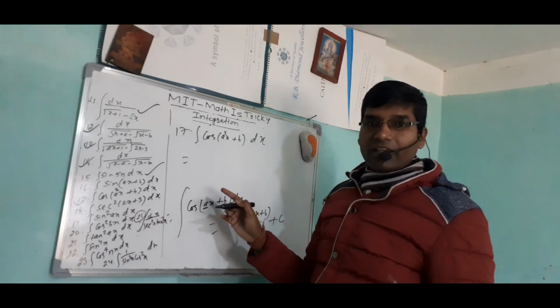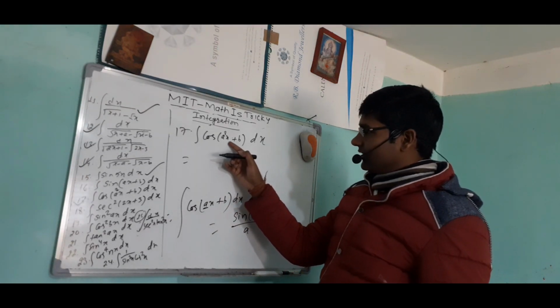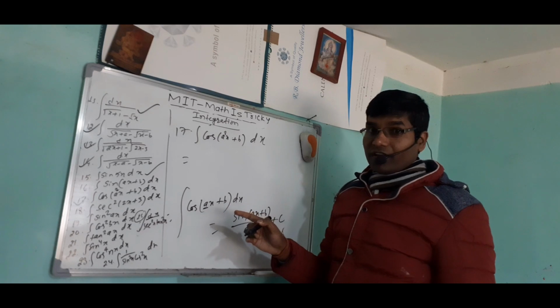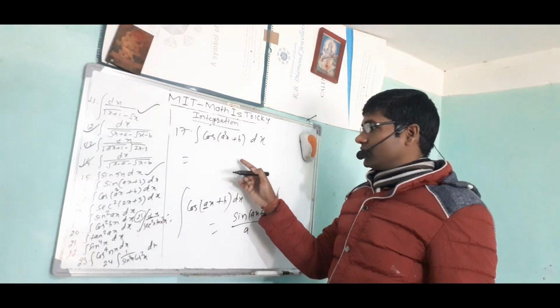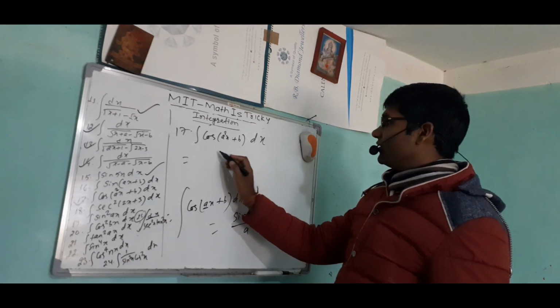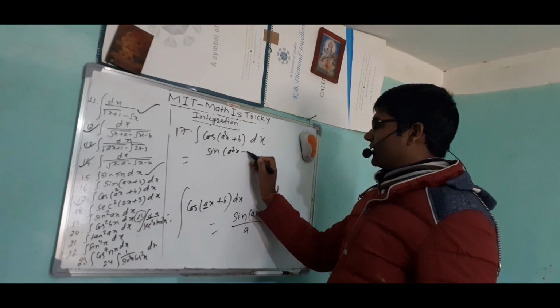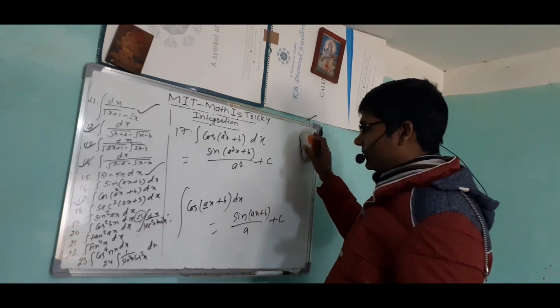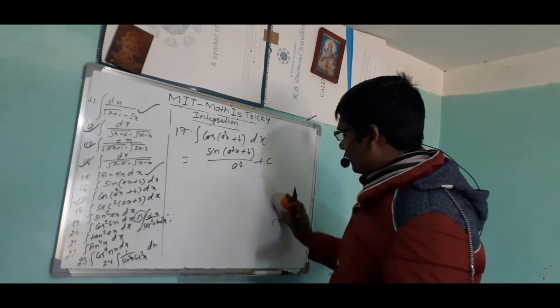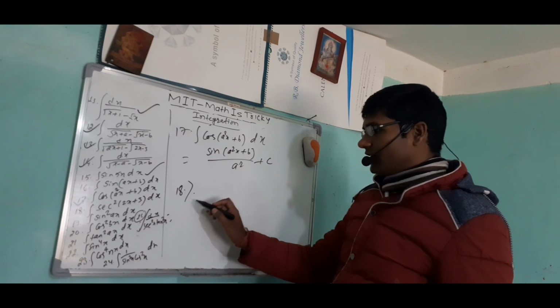I'll be solving this type of problem in the next video, where x is in the form of a square, or where the angle is in the form of a quadratic function or another function. So I'll be solving for that. Simply, it will be sin(ax + b)/a + c. That's your answer.